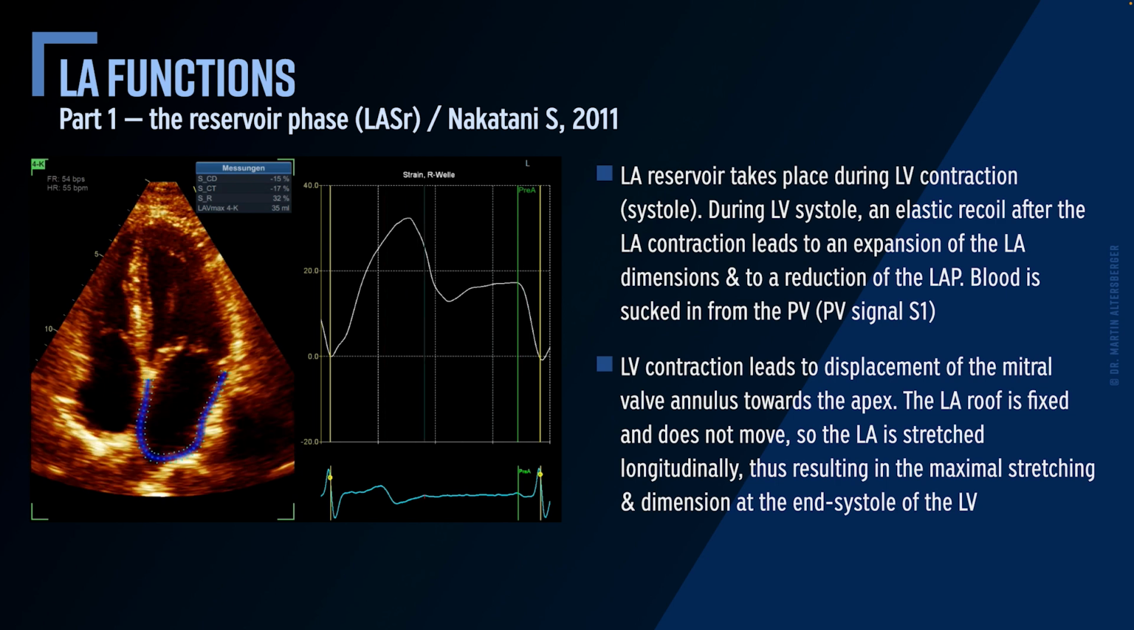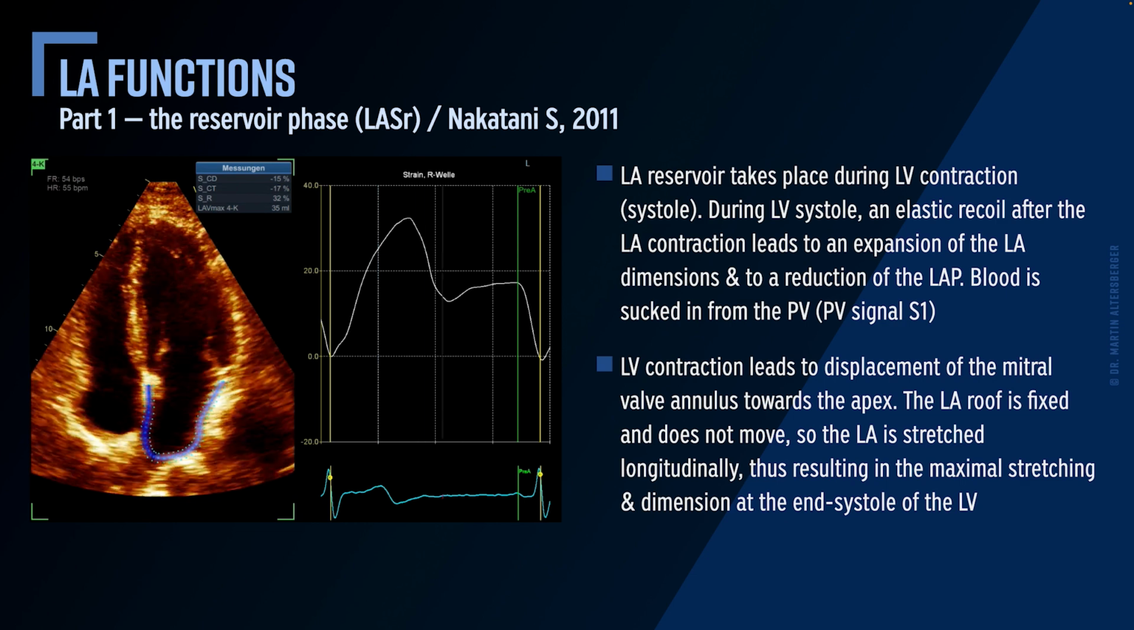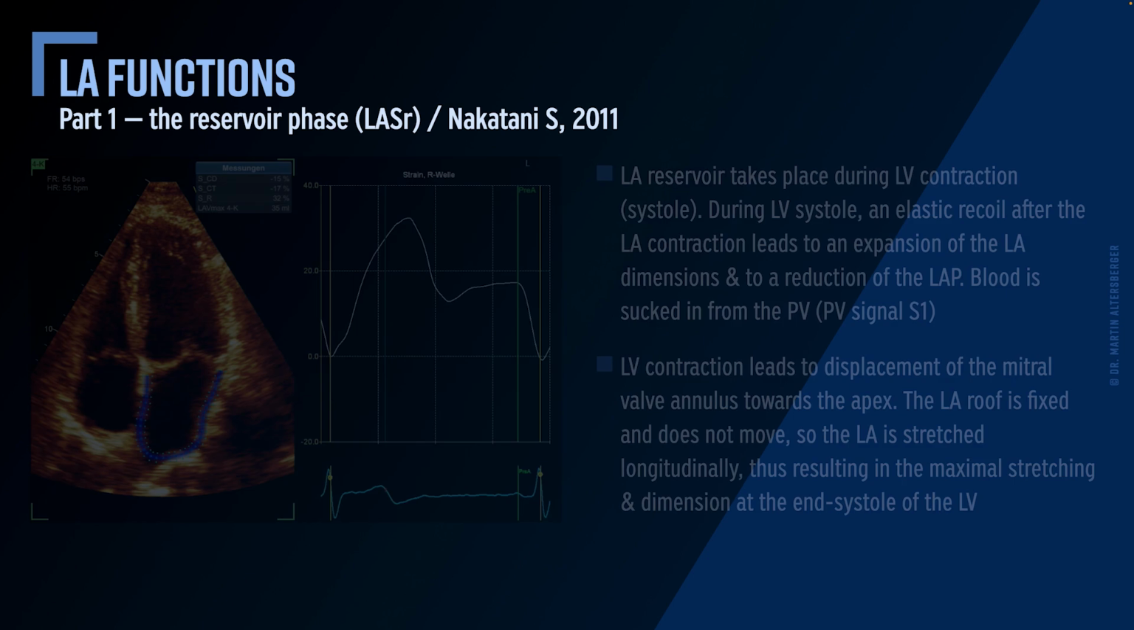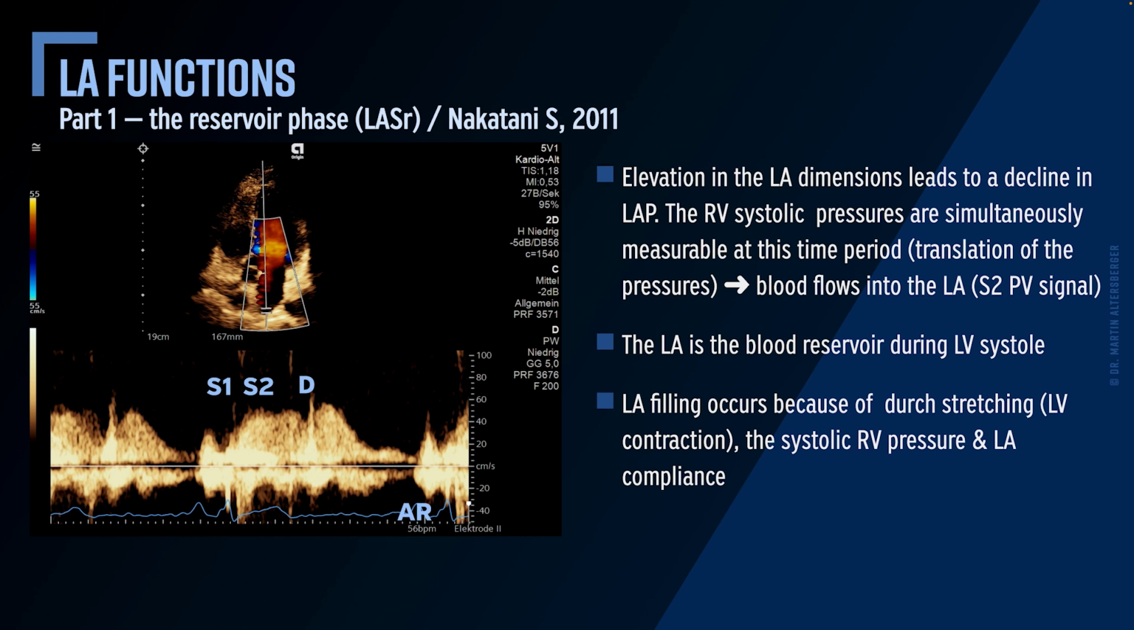Now, left ventricular contraction leads to a displacement of the mitral valve annulus towards the apex. The left atrial roof, on the other hand, is fixed and therefore does not move. So the left atrium is also stretched longitudinally, resulting in the maximal stretching and the maximal dimension at the end systole of the left ventricle. And that is also something, of course, we can measure.